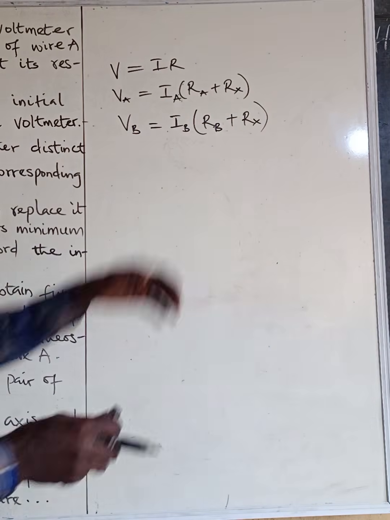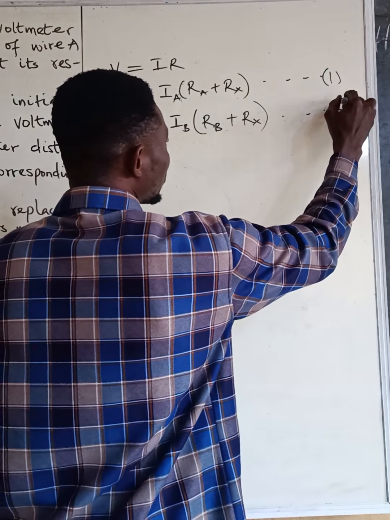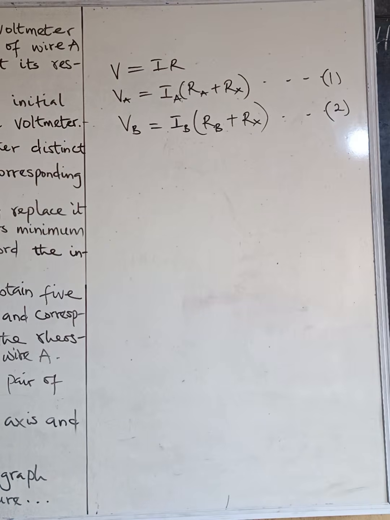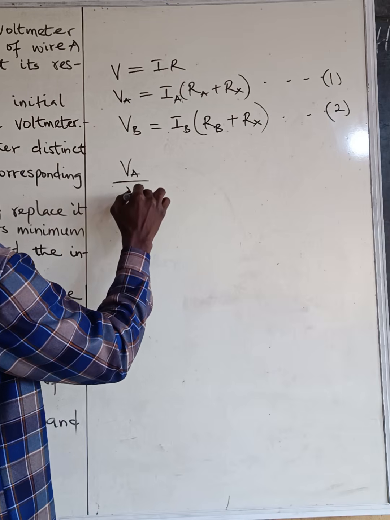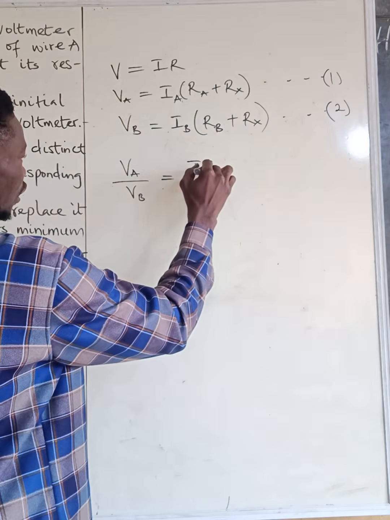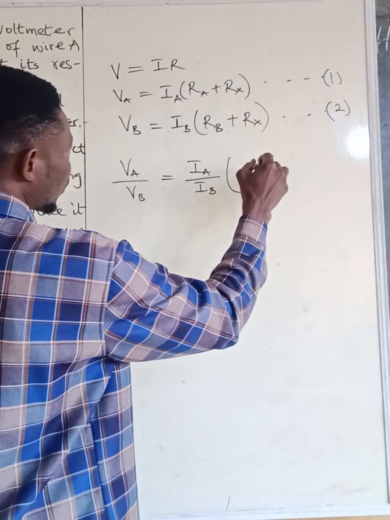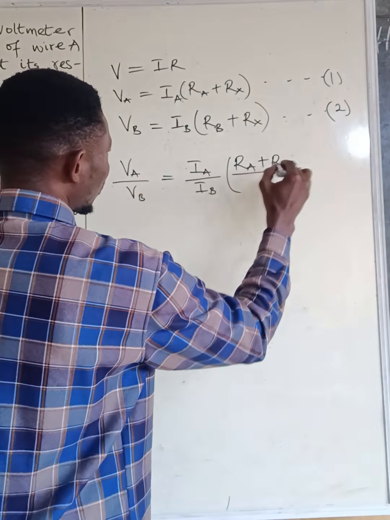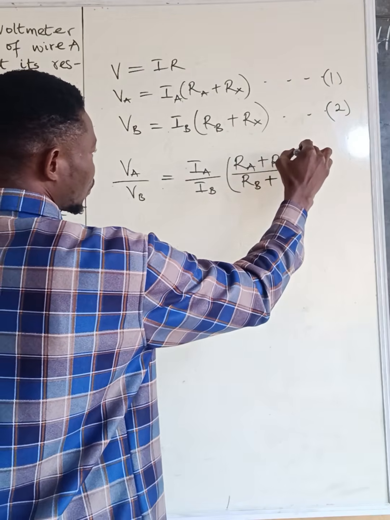So, if you divide the first equation by the second equation, you should obtain something like this: VA all over VB is equal to IA all over IB into RA plus RX all over RB plus RX.